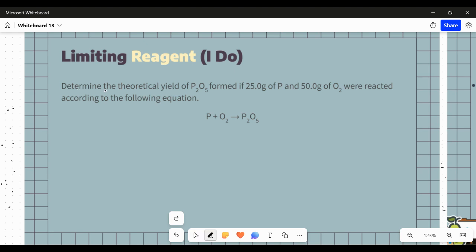So it says determine the theoretical yield, and we're going to talk about theoretical yield in just a minute, of P2O5 formed if 25 grams of phosphorus and 50 grams of O2 were reacted according to the following equation. Now, I can see my equation doesn't have any coefficients, so I have to balance this equation first. If you don't know how to balance an equation, I would encourage you to watch my video on how to balance chemical equations. For this part, I'm just going to save us a little bit of time. The balanced equation is 4, 5.